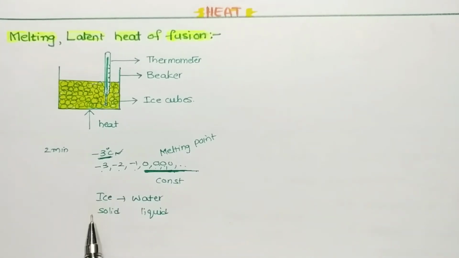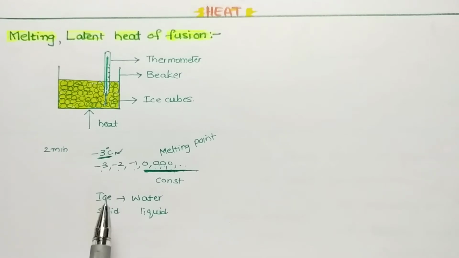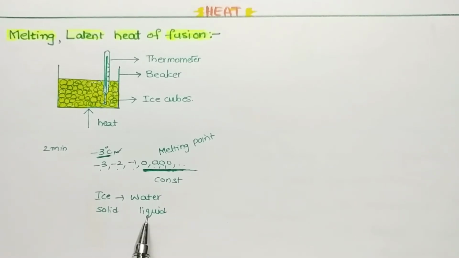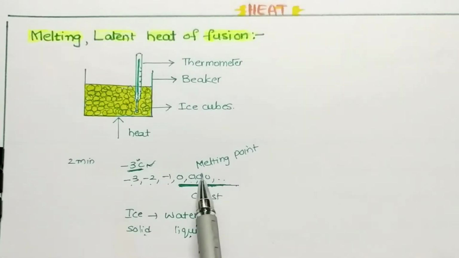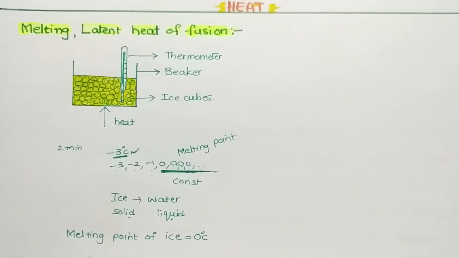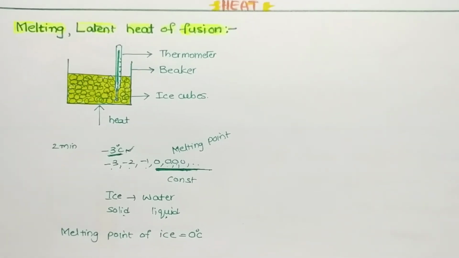So melting means the phase change of solid to liquid is called melting. So when coming to melting point, the constant temperature at which the solid substance is converted into liquid state is called melting point. Here the melting point of ice is equal to 0 degrees centigrade.